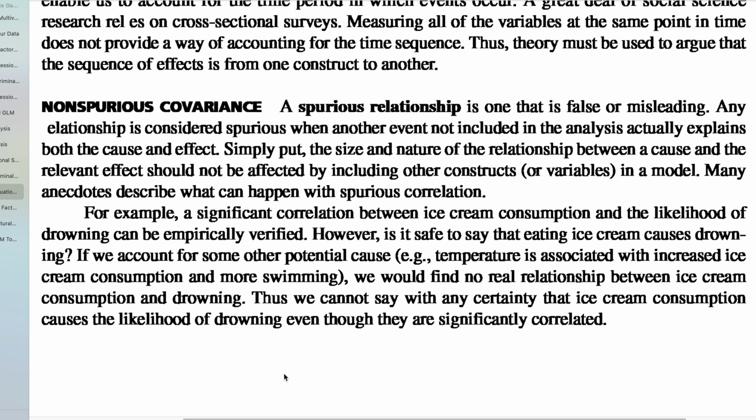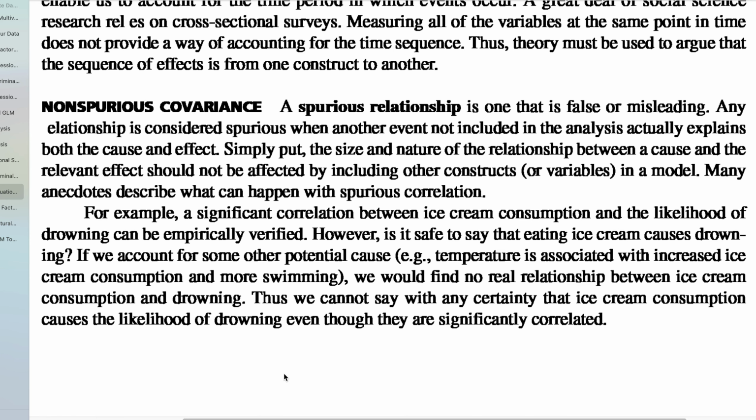Non-spurious covariance. A spurious relationship is one that is false or misleading. Any relationship is considered spurious when another event not included in the analysis actually explains both the cause and effect. Simply put, the size and nature of the relationship between the cause and the relevant effect should not be affected by including other constructs or variables in the model.